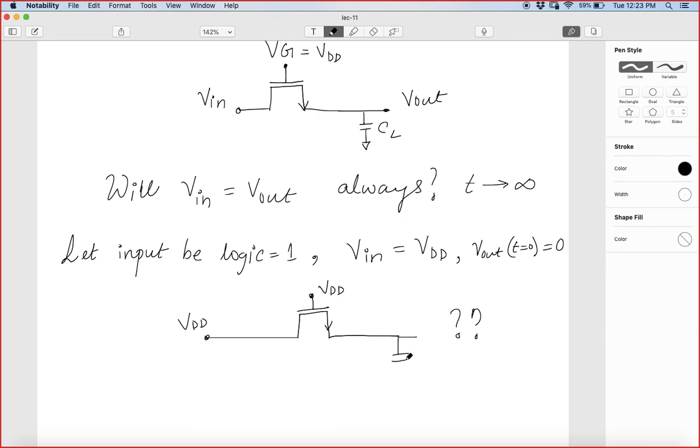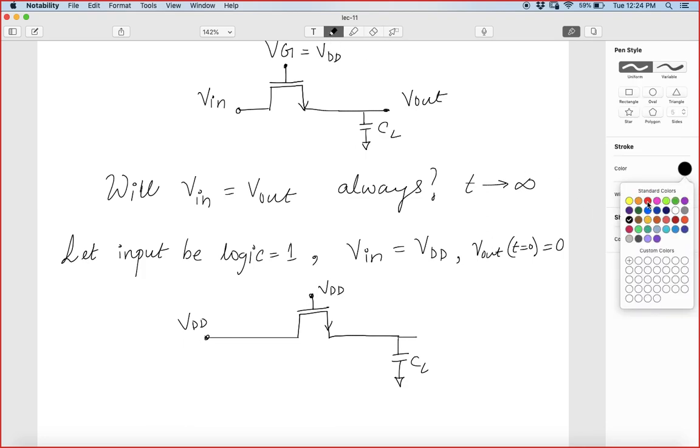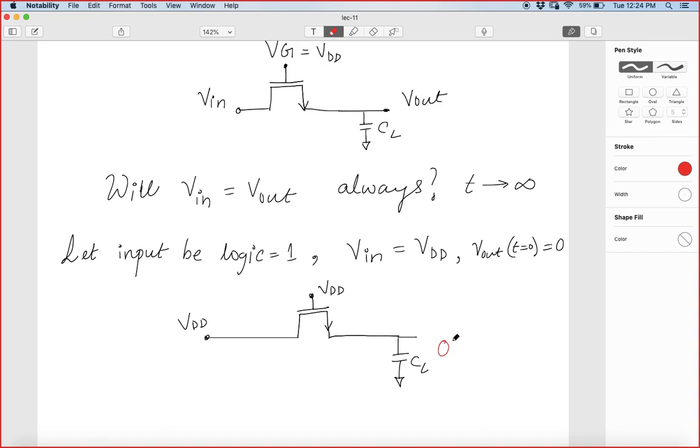So what happens to this capacitor CL? Will current flow here, and will it charge till VDD? Will it charge to VDD? That's my question. In this situation, initially the voltage was very low, zero, and a current will flow through it. A current will flow through this capacitor, and it will try to charge this capacitor.